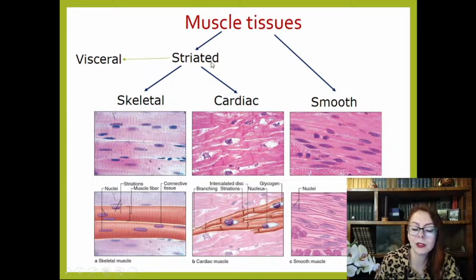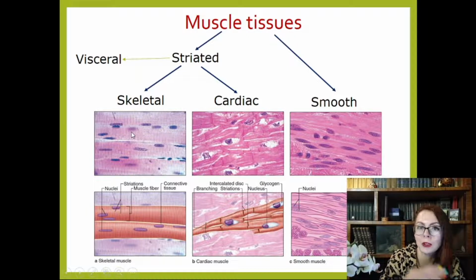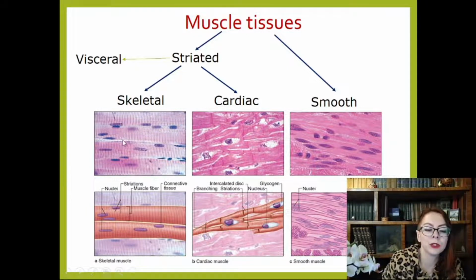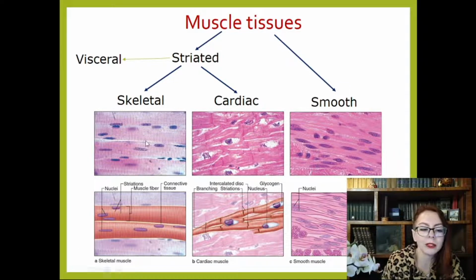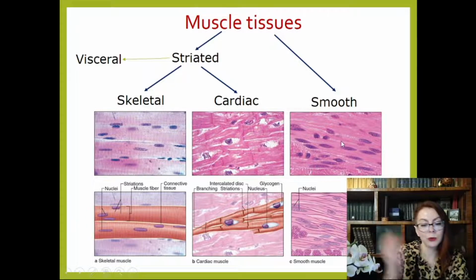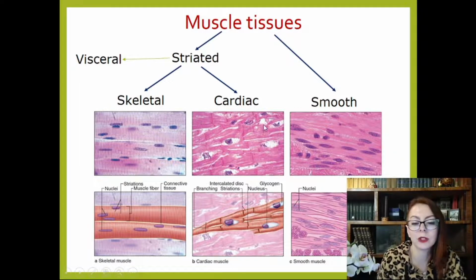Striated muscles are striated. So if we make the longitudinal section through the fiber, we'll find those dark and light regions alternating one with another. And this is what we call striations, and striations are absent in smooth muscle tissue. You see the section is homogeneous, no lines, so the tissue is smooth.